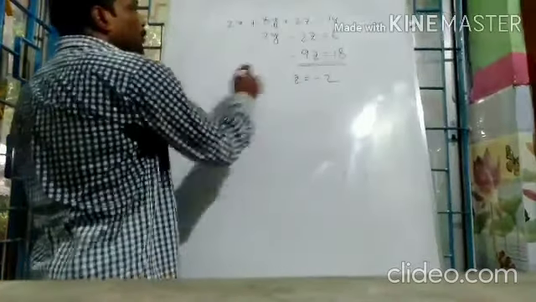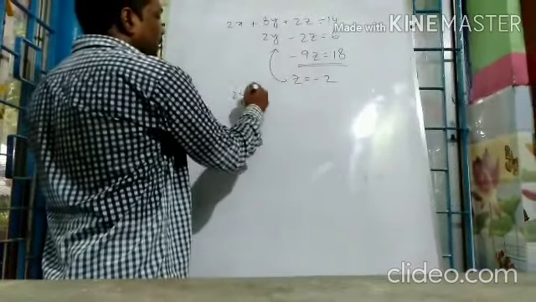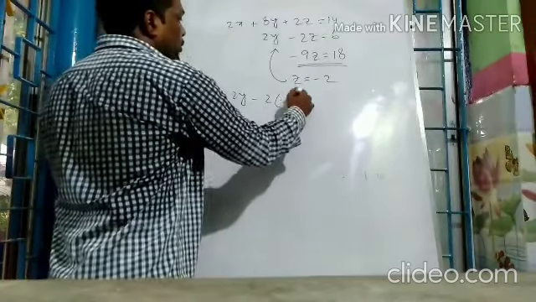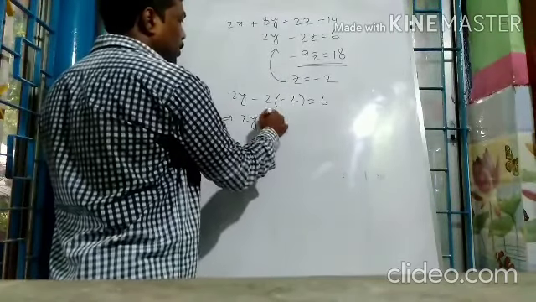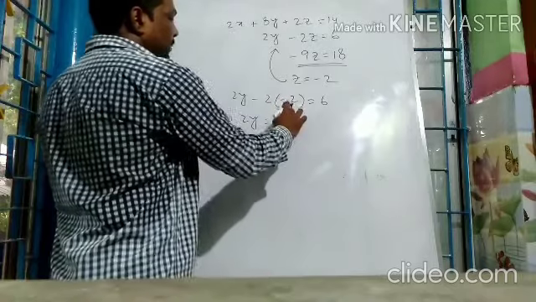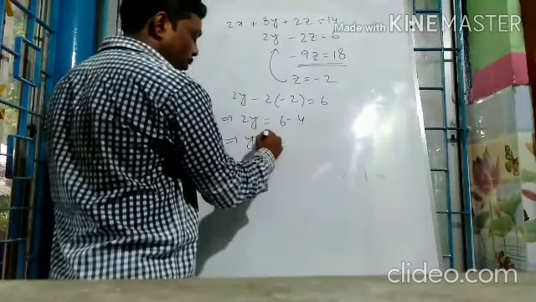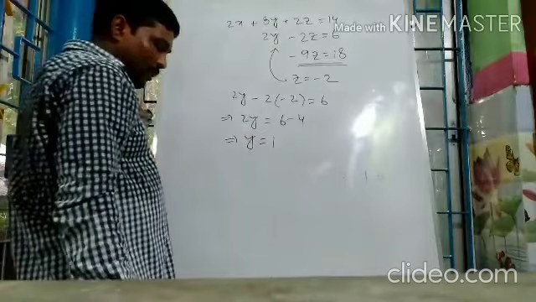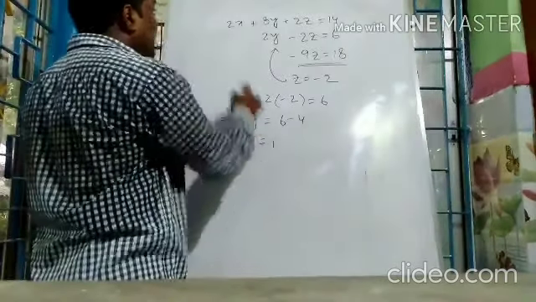Now put z equals minus 2 in the second equation. So 2y minus 2 into minus 2 equals 6. That is 2y equals 6 minus 4, that is y equals 1. Y is 1.